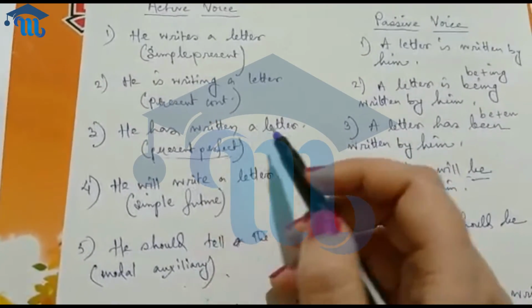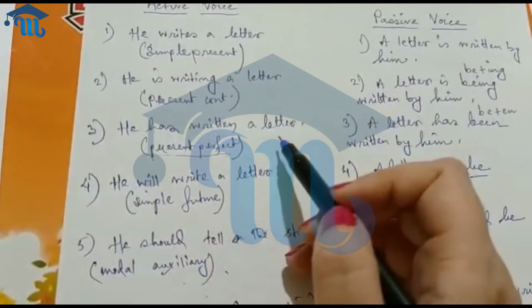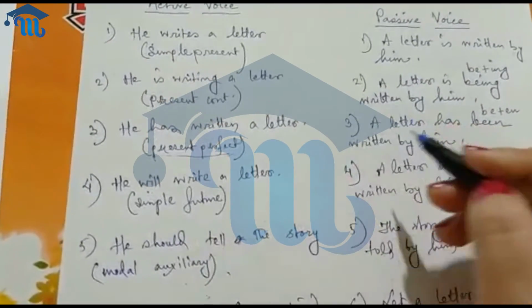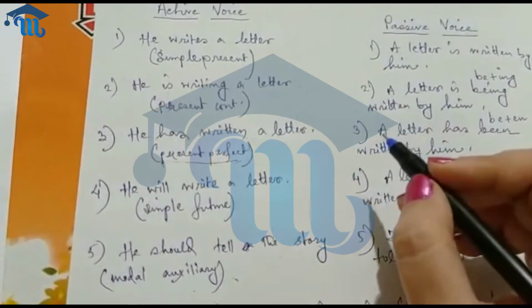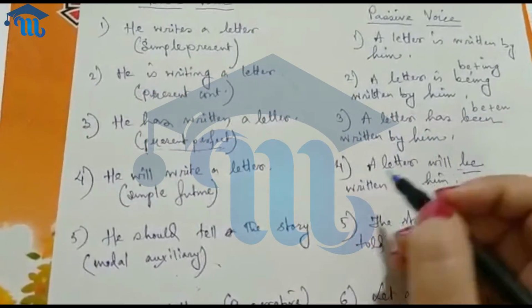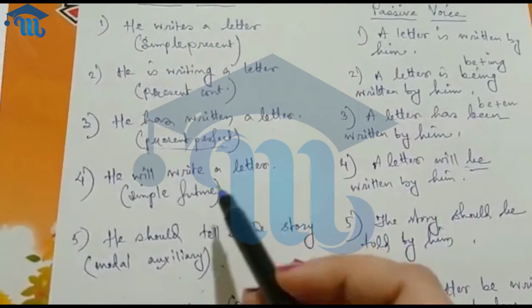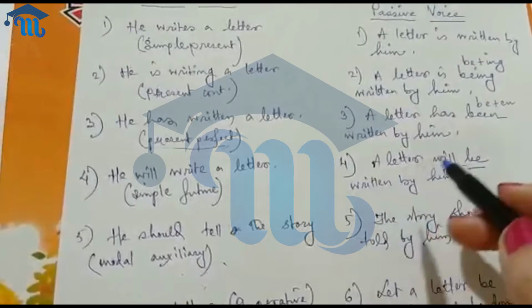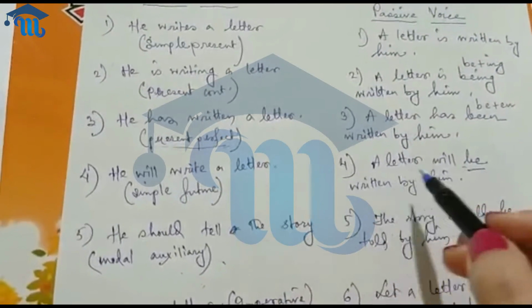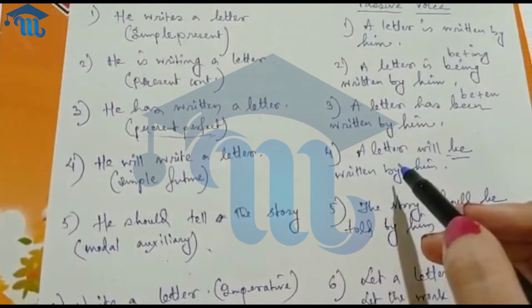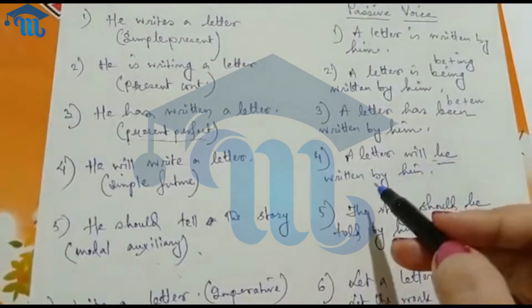Similarly, "He had written a letter," or "He had done the work." "The work had been done by him." "A letter had been written by him." "He will write a letter." This is in simple future tense. Okay. Then what will happen in passive voice? It will become "A letter will be written by him."